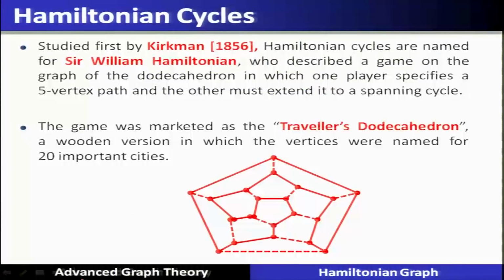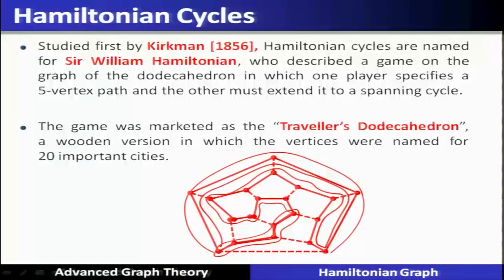Hamiltonian graph. It was studied first by Kirkman in 1856. Hamiltonian cycles are named after Sir William Hamilton, who described a game on the graph of the dodecahedron, in which one player specifies a 5-vertex path and the other player must extend it to a spanning cycle. The game was marketed as the Traveller's Dodecahedron, a wooden version in which the vertices were named for 20 important cities.